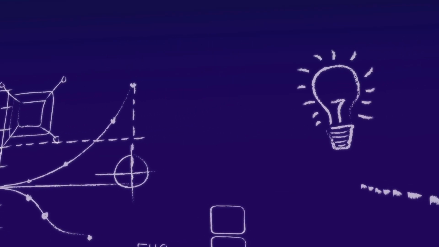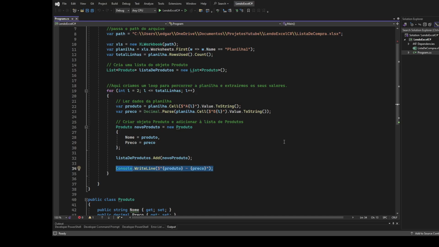Breaking down what you've seen so far, to read data from an Excel file using the ClosedXML library, we first need to create an instance of the XLWorkbook class and pass the path to the file as a parameter. This class represents the entire Excel file. After that, we can get the sheets of the file using the Worksheets method. This method returns a collection of worksheet objects. Each worksheet object represents a sheet of the Excel file.